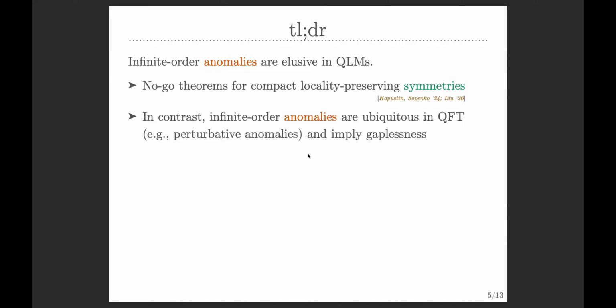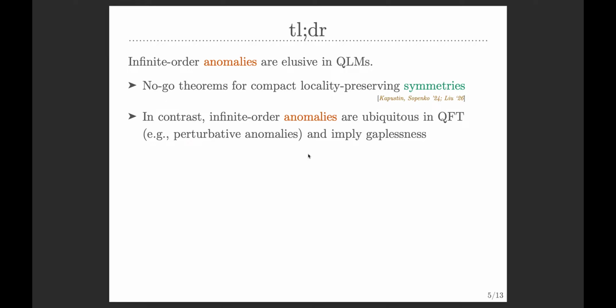However, as we all know in quantum field theory, infinite order anomalies are the more ubiquitous ones. If you go to someone on the street and ask them the first anomaly they know of, they'll probably be very afraid and run away. But if they happen to be a physicist, they'll probably give you some perturbative anomaly with Feynman diagrams, right? And that's an infinite order anomaly. And not only are they more familiar in QFT land, but they're really cool because they imply gaplessness, right? So they're very strong anomalies.